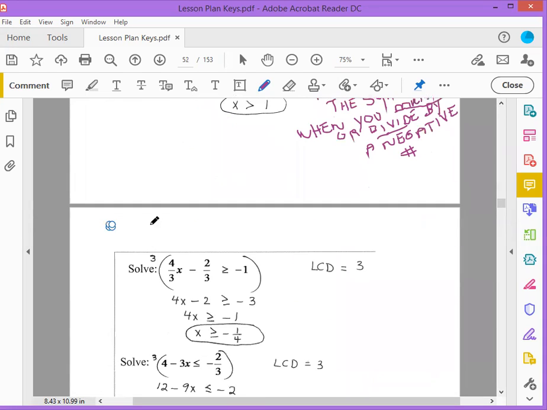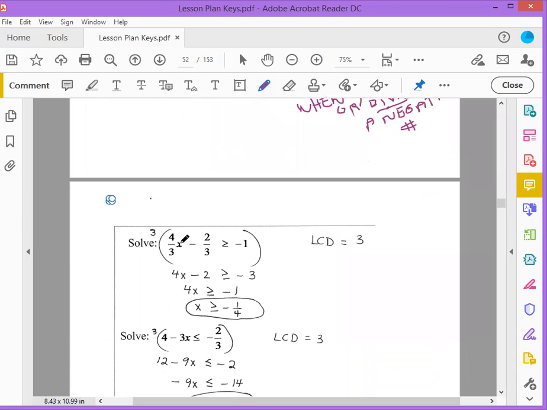All right, the next problem, we have 4/3 x minus 2/3 greater than or equal to negative 1. We got to get rid of this denominator. We're dividing by 3's, so we're going to multiply by 3's to get rid of those. So multiply everything on the left side, everything on the right side by 3. When we do that, the 3's will cancel in the denominator, leaving the numerator. So 4 times x for the first term, and then minus 2 for the second term. Carry down your greater than or equal to symbol. On the right side, 3 times negative 1 gives us negative 3.